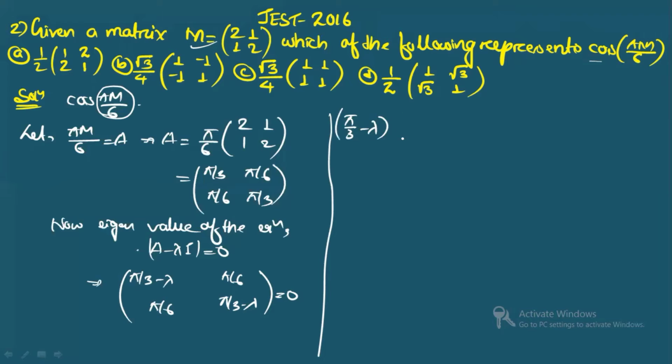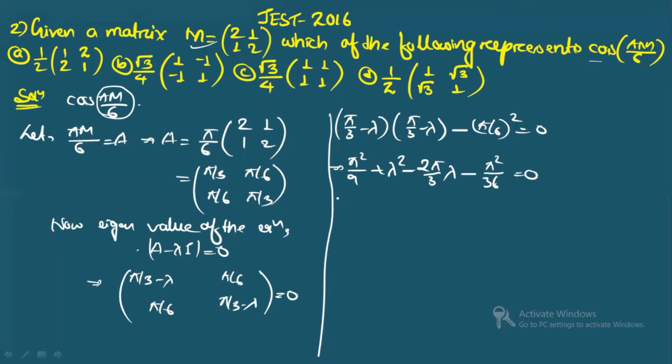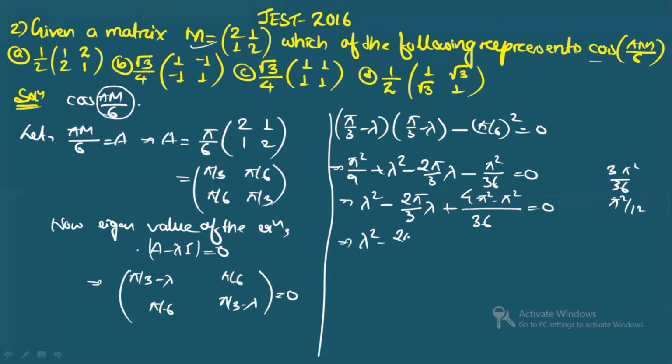If you see here, just doing the cross multiplication, you will get pi by 3 minus lambda times pi by 3 minus lambda, minus pi by 6 whole square equals 0. This is also a whole square, so it's (a minus b) whole square. You can write it as pi square by 9 plus lambda square minus 2 pi by 3 lambda, and this is minus pi square by 36 equals 0. Further arranging it, lambda square minus 2 pi by 3 lambda, plus, the LCM of 9 and 36 will be 36, so here you will have 4 pi square minus pi square. This will give you 3 pi square by 36, that is pi square by 12. So directly we can write lambda square minus 2 pi by 3 lambda plus pi square by 12 equals 0.